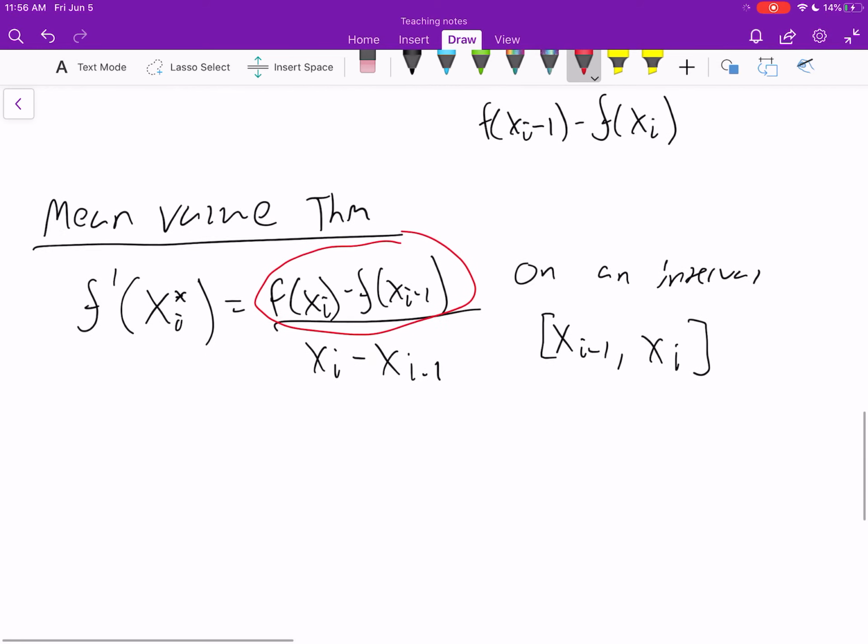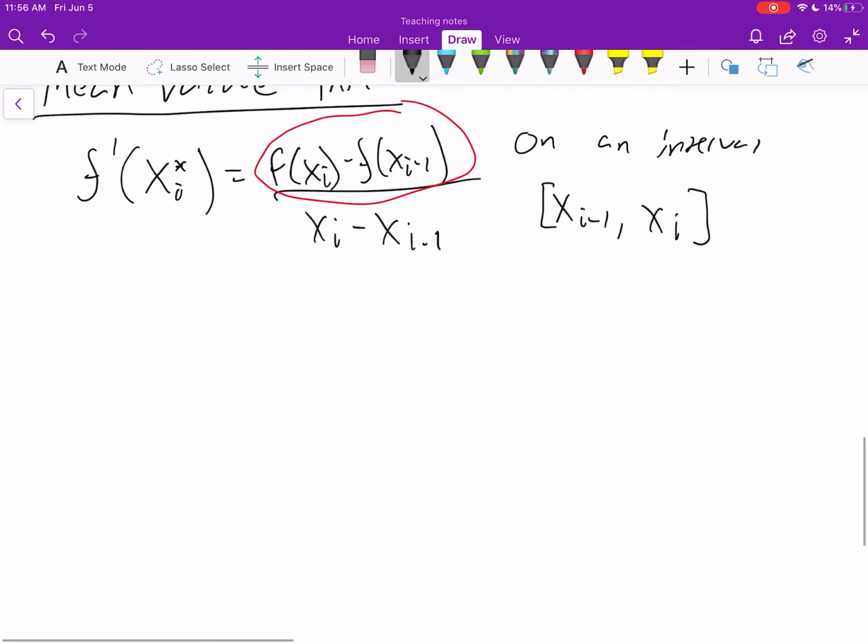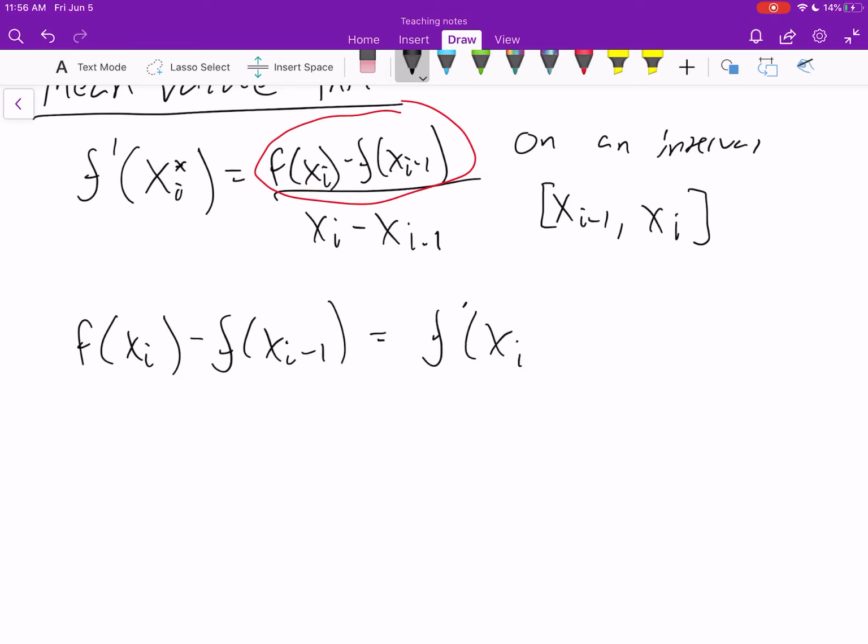So what I'm going to end up finding here is that f of x sub i minus f of x sub i minus 1 is going to be equal to f prime of some point on that interval times delta x here. And that delta x is x sub i minus x sub i minus 1. Okay, and how does this help me?